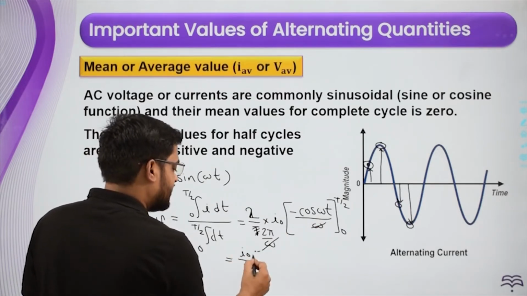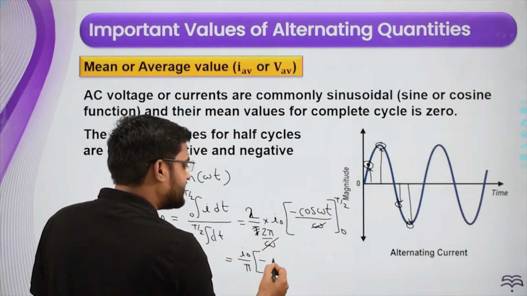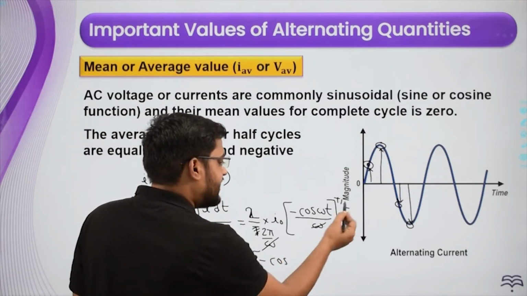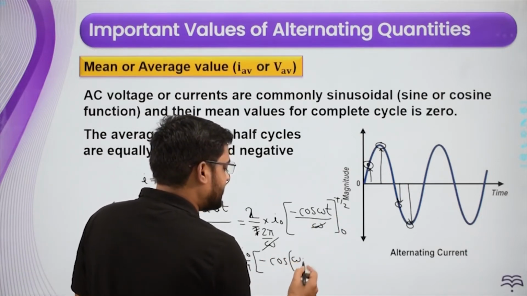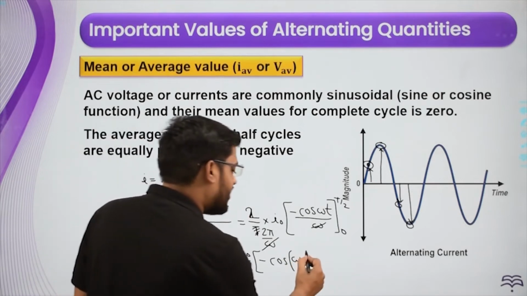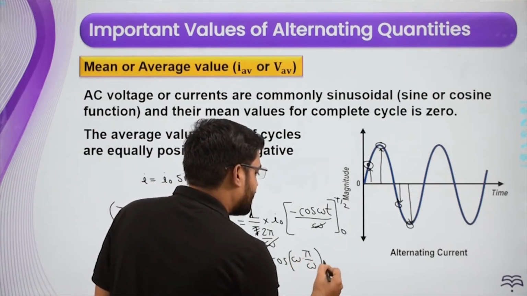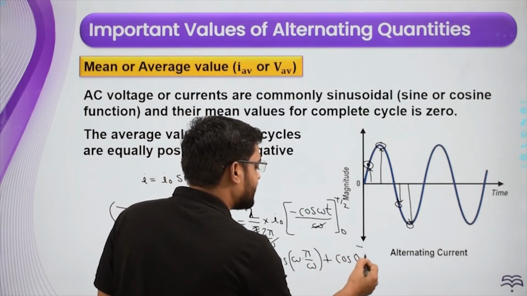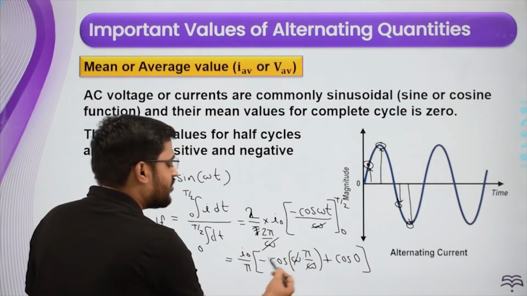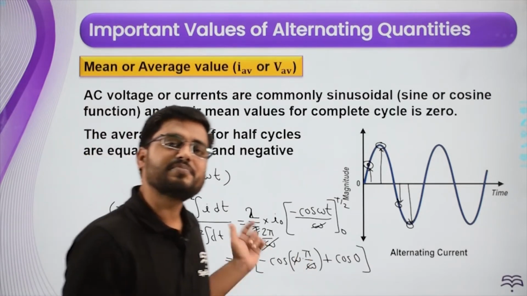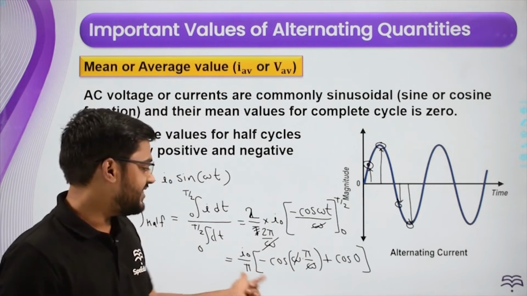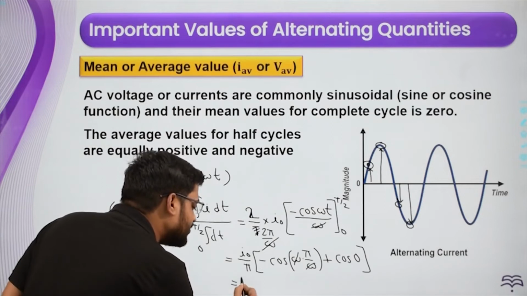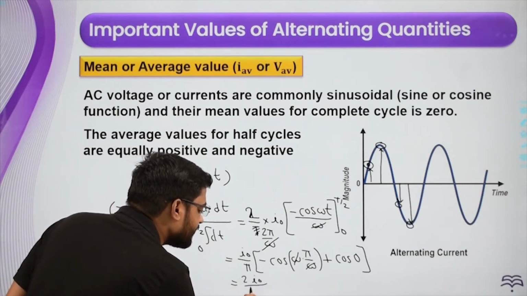What about this? I am putting first T by 2. So minus cos of omega into T by 2. T by 2 is 2 pi by omega, so it is pi by omega. Minus of minus cos, and then I am putting 0. So cos 0. Now this value is simply cos pi. Cos pi is minus 1. So this is minus of minus 1, which is positive 1. And then plus cos 0, which is again positive 1. So this entire thing is 2. So the answer is going to be 2 I naught by pi.